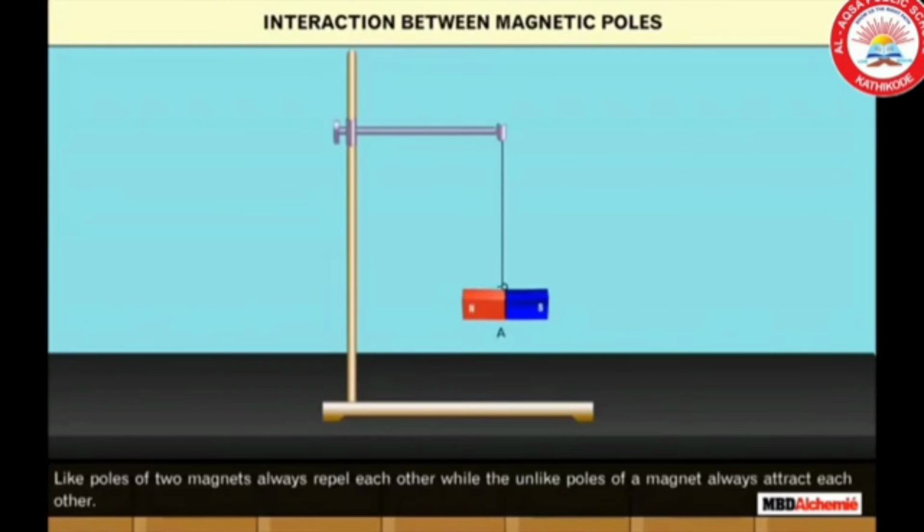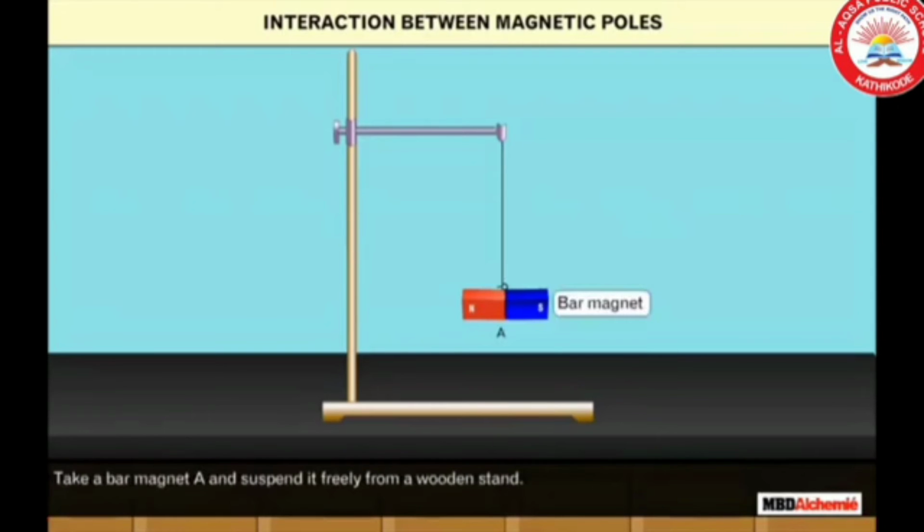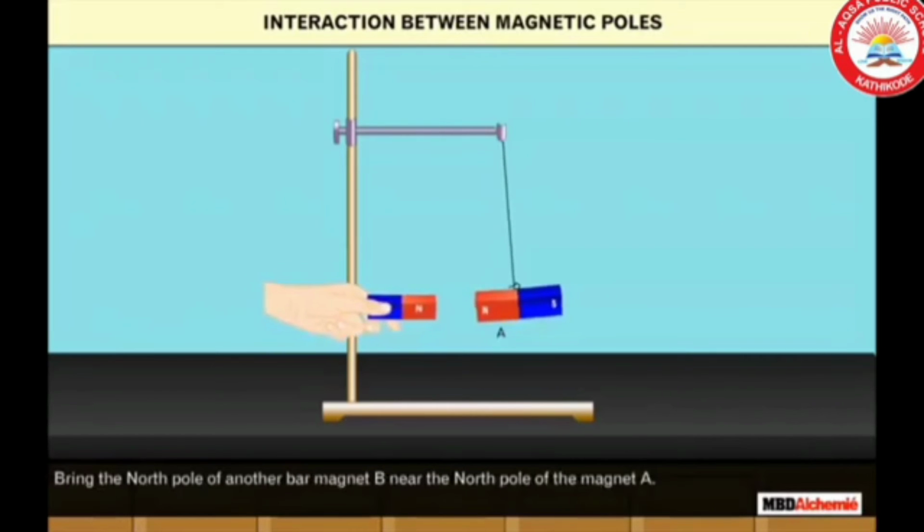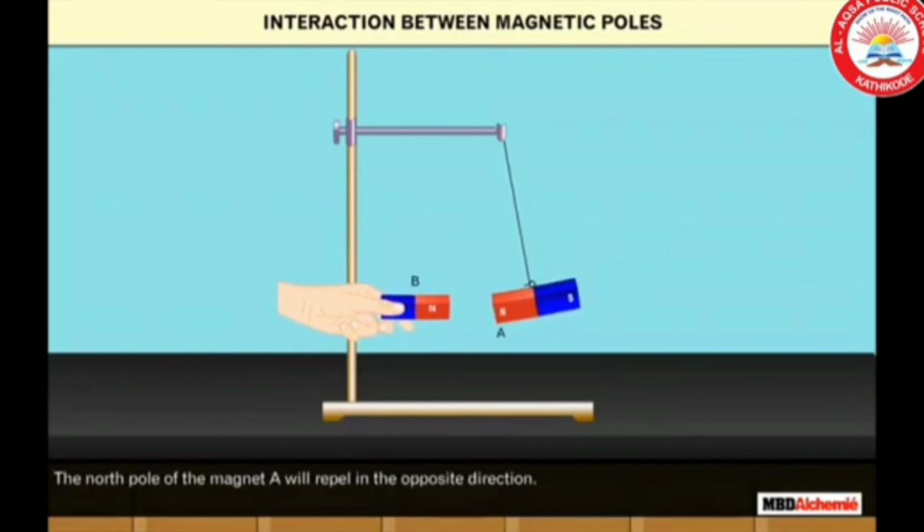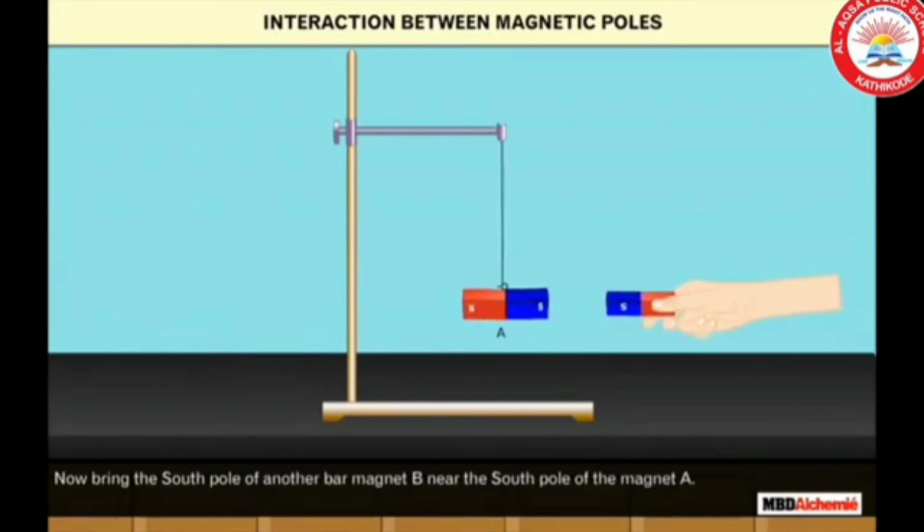Interaction between magnetic poles. Like poles of two magnets always repel each other, while the unlike poles of magnets always attract each other. Let us perform an activity to show the interaction between poles of a magnet. Take a bar magnet A and suspend it freely from a wooden pole. Bring the north pole of another bar magnet B near the north pole of magnet A. The north pole of magnet A will repel in the opposite direction.